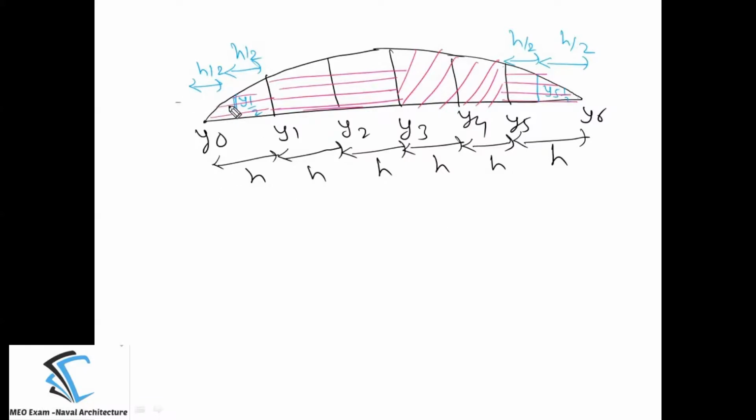So region number 1. If you have a Simpson's multiplier, if it is a full spacing, the Simpson's multiplier will be 1, 4, 1. I am writing the Simpson's multiplier below each ordinate. 1, 4, 1. If it is a full interval, then it will be 1, 4, 1. But it is not a full interval, it is the half interval. So the Simpson's multiplier is also a half.